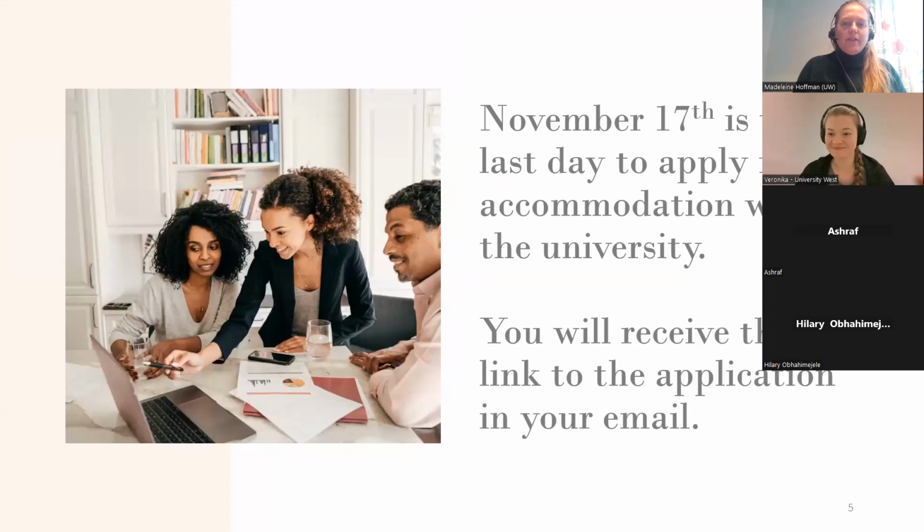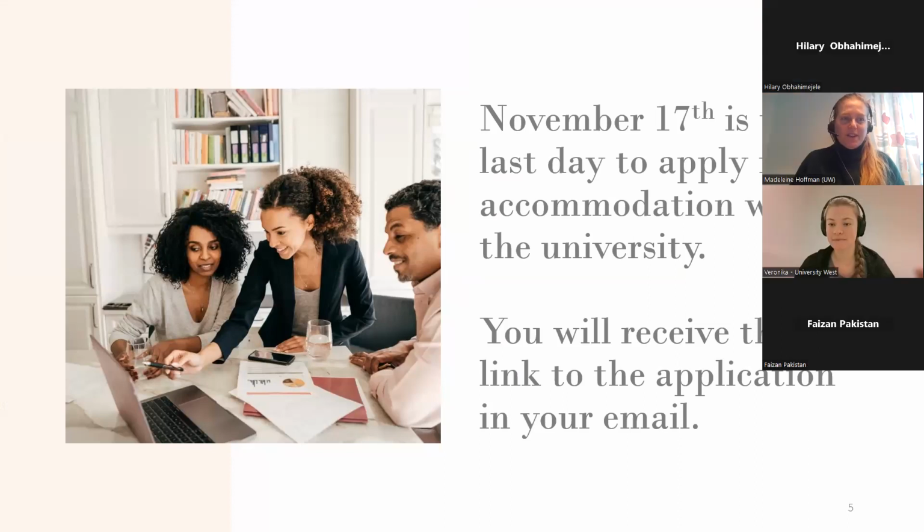And if you don't receive an email by or after this week, please email us at accommodation and we can send you the links if you feel like you have missed it. But we are trying to send out all the information soon. We will answer questions after the information so we can get through this. But please keep your questions in your mind or write them down. And you can also write them in the chat as well if you have any questions.